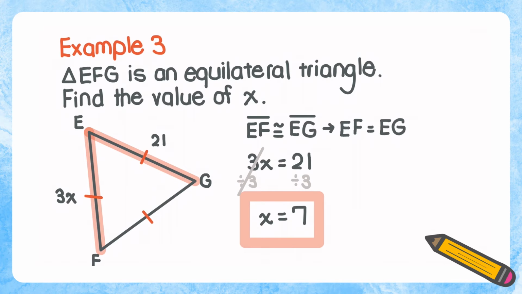Whenever you see something like 3x, like we did in this example, remember that it's the same thing as 3 times x. And the opposite operation of multiplying is dividing, which is why we divided both sides by 3. So we just spent some time looking at equilateral triangles. Next, let's look at equiangular triangles.